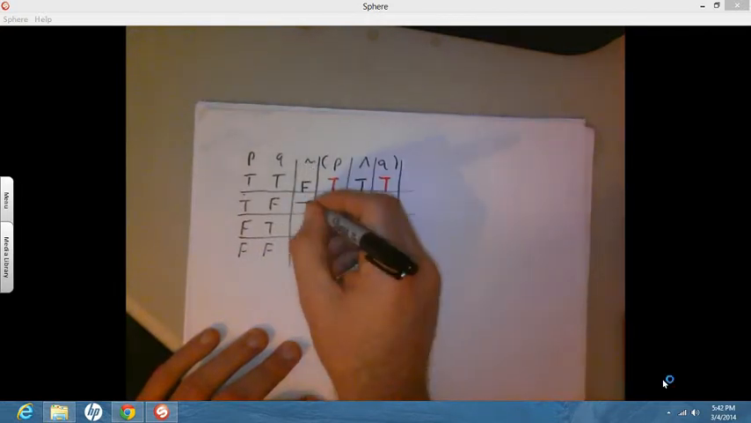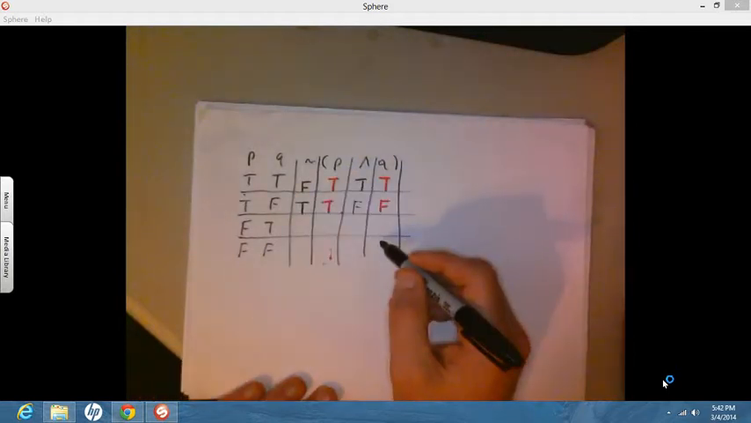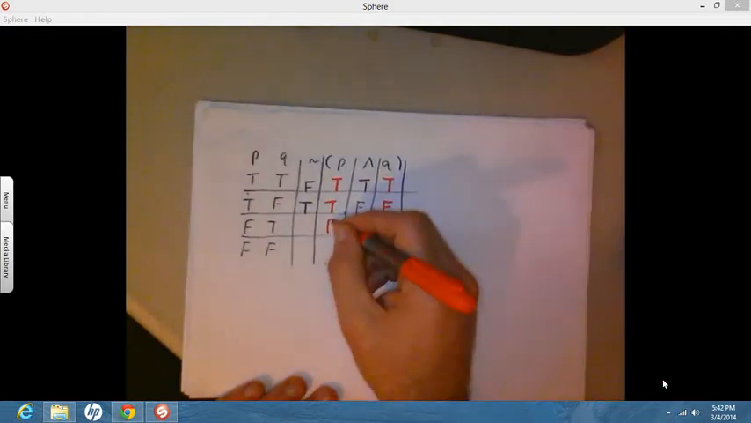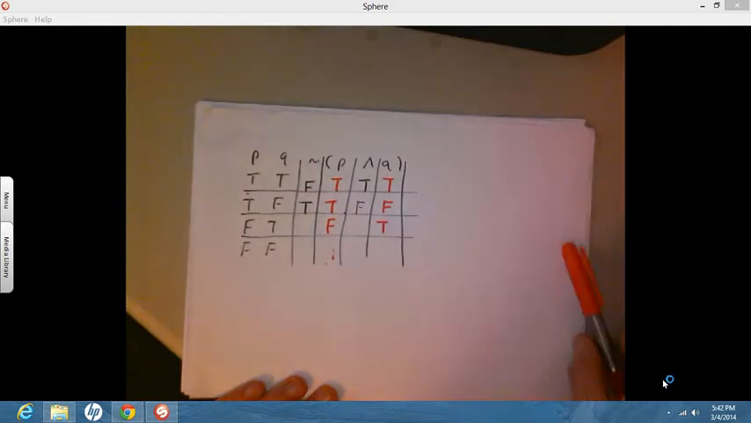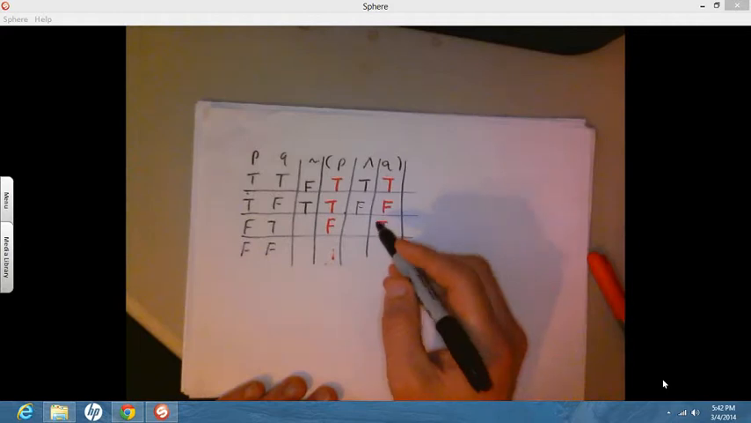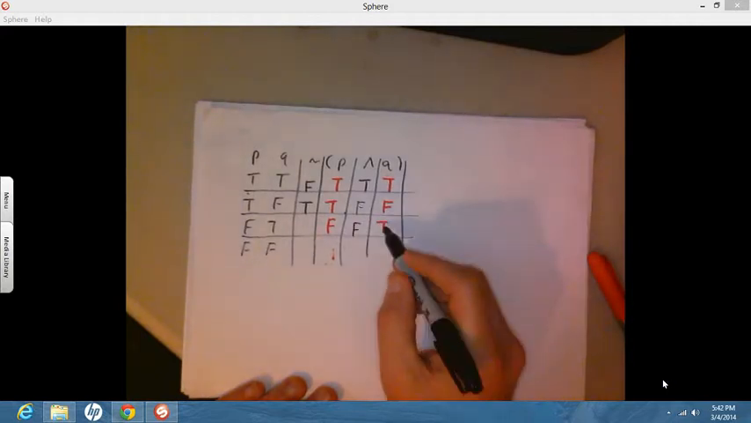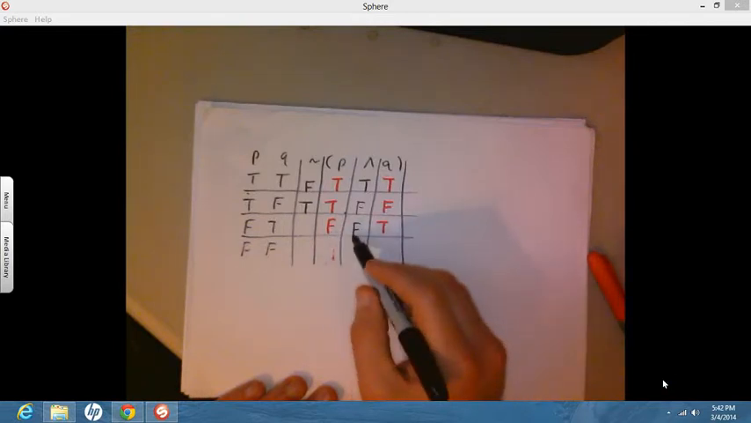Now I go to the next one. P is false. Q is true. And remember, for the conjunctive, this middle term here is going to evaluate to false because it's only true if there's a true on the right and there's a true on the left. We don't have a true on the left, so the conjunctive is false. And I negate a false outside the parentheses. That's what I'm doing in this column, negating the parentheses. I am going to get a true here.